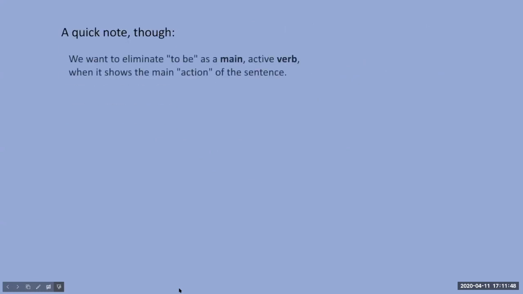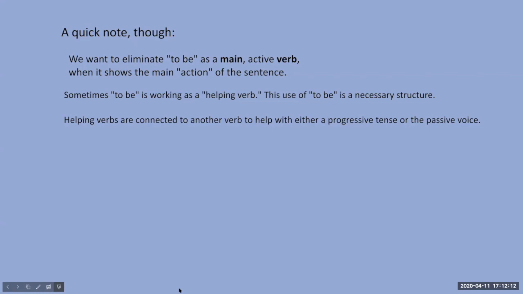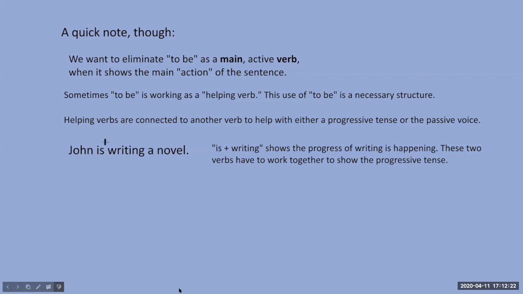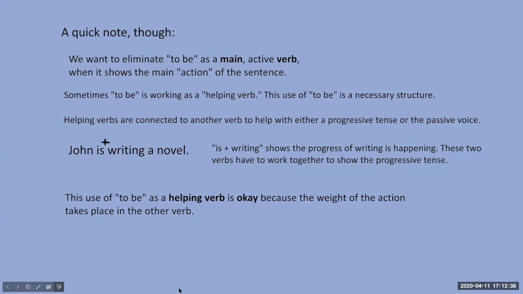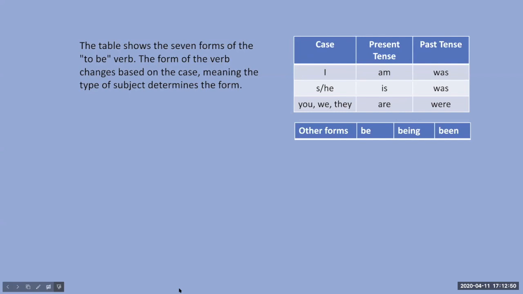A quick note though, we want to eliminate to be as a main active verb when it shows the main action of the sentence. Sometimes to be is working as a helping verb. This use of to be is a necessary structure. Helping verbs are connected to another verb to help with either a progressive tense or a passive voice. John is writing a novel. Is plus writing shows that the progress of writing is happening. These two verbs have to work together to show the progressive tense. This use of to be as a helping verb is okay because the weight of the action takes place in the other verb.